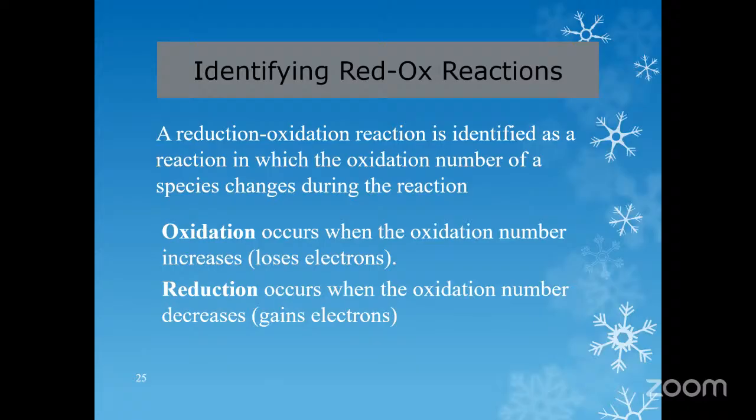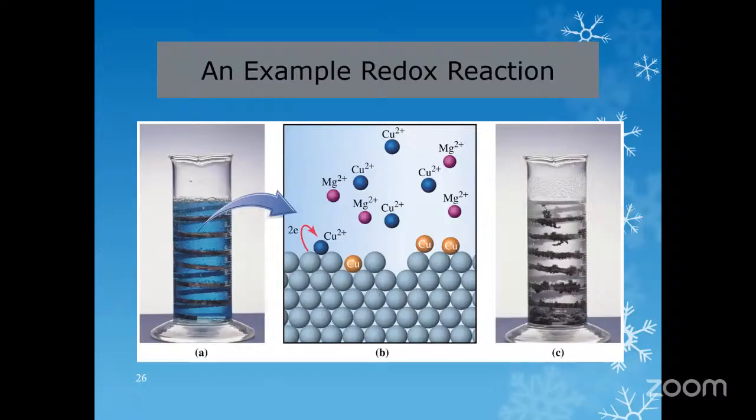A gain of electrons results in a reduction in the oxidation number, all right? So we can define oxidation and reduction in terms of loss or gain of electrons, but we can also talk about oxidation reduction in terms of increase or decrease in the oxidation number, all right? So let's look at this example.